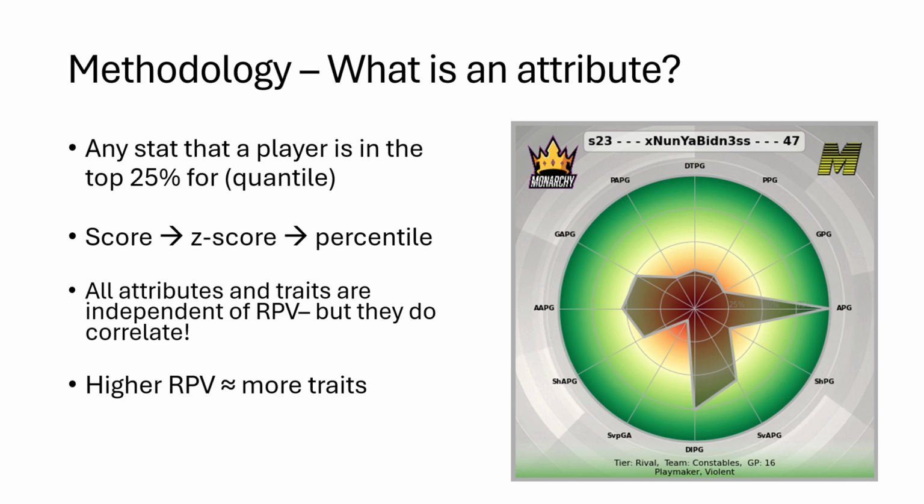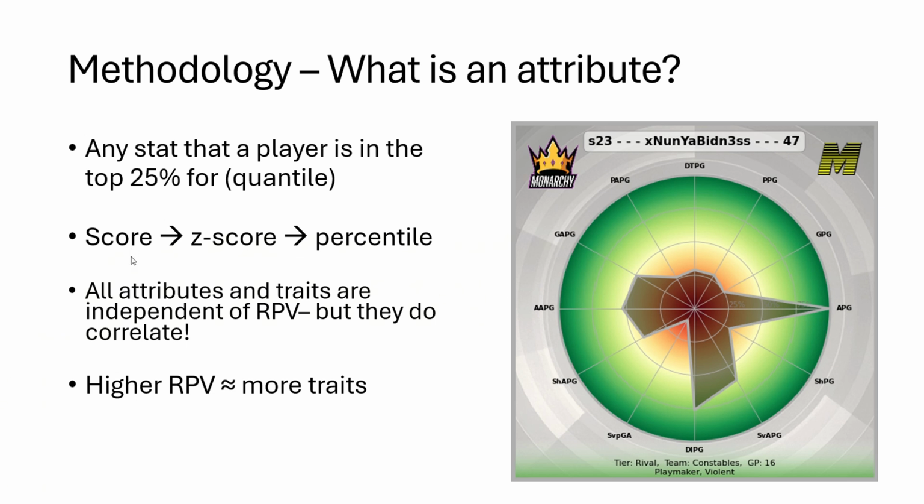It's the top 25% for any stat, and you will be granted an attribute for it down here. So right here we've got X Nunya Biden 3SS. We can see he's got a very high score for assists per game, so he gets the playmaker attribute. Very high number of demos. He just reaches the fourth quantile, so he's got the violent attribute.